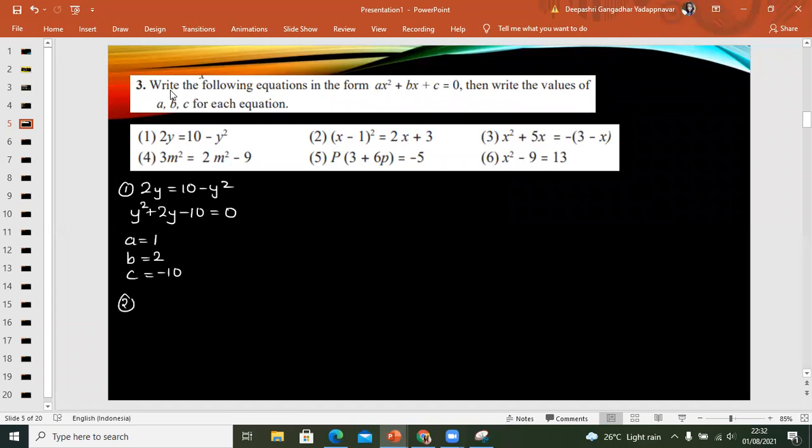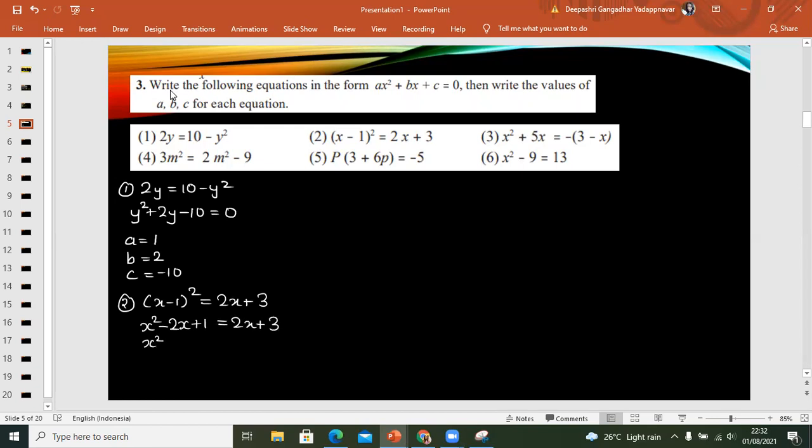Second question here is x minus 1 the whole square equals 2x plus 3. Now for x minus 1 whole square, we have a formula: a minus b whole square equals a square plus b square minus 2ab. So we are going to use that formula here. So it will become x square minus 2 times x times 1, which gives you 2x, plus 1 square is 1, equals 2x plus 3.